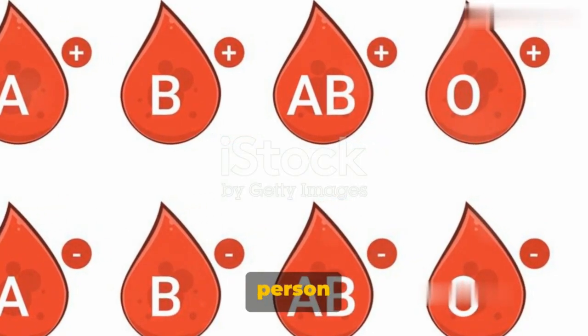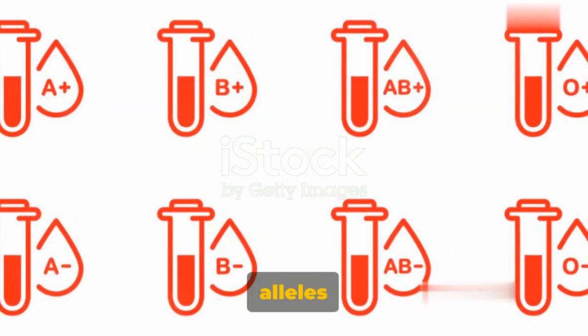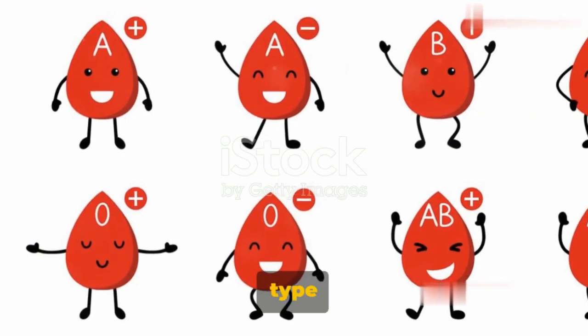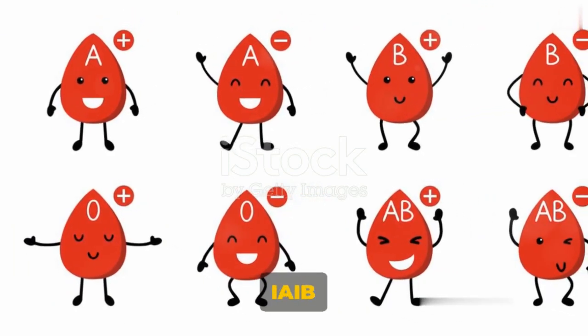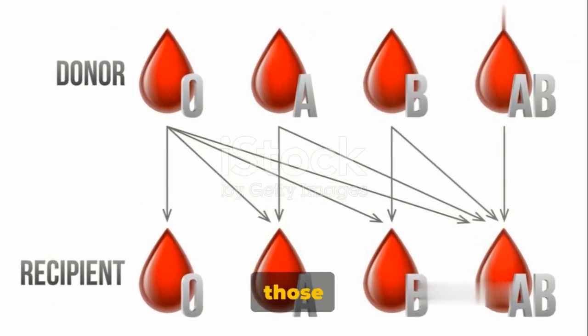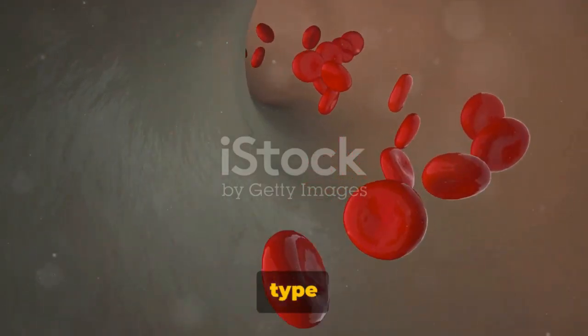This means that a person with IAIA or IAi alleles will have type A blood. Those with IBIB or IBi will have type B blood. An individual with IAIB alleles will have type AB blood. And lastly, those with ii alleles will have type O blood.